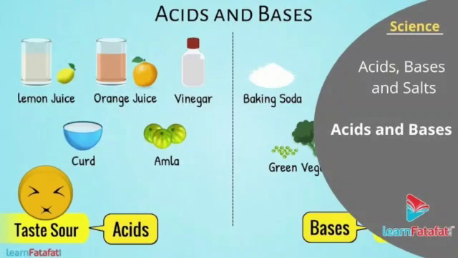You may wonder what lemon juice has. Lemon juice has an acid called citric acid. Orange juice also has citric acid. Curd has lactic acid. Amla also has citric acid. These are the common examples of acids we come across in our day-to-day life. Apart from this, the acids used for cleaning, that is the bathroom acids, and the liquid in the car to run the inverter or the batteries, also contain some amount of acid.